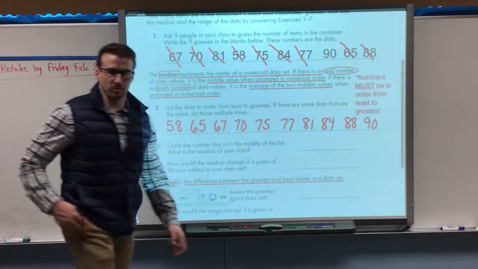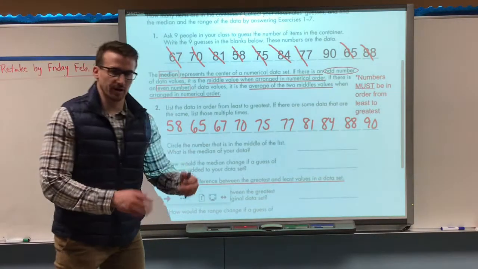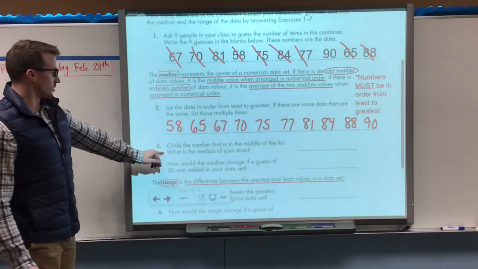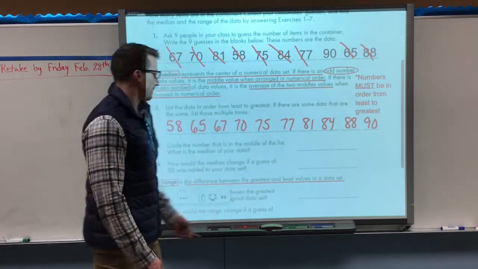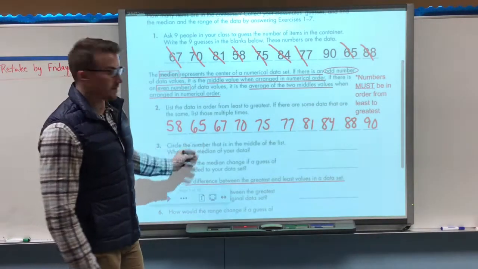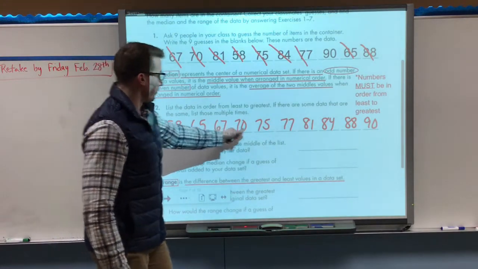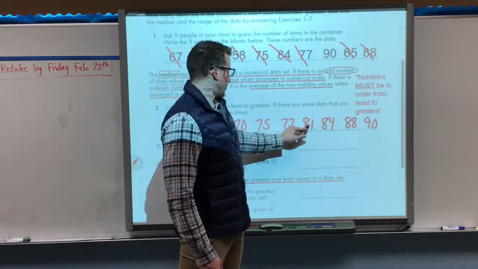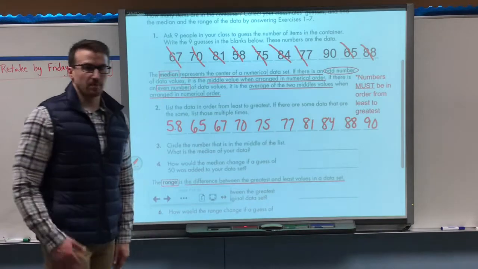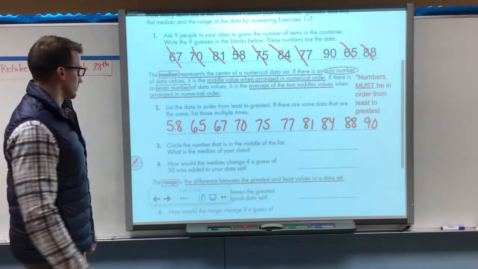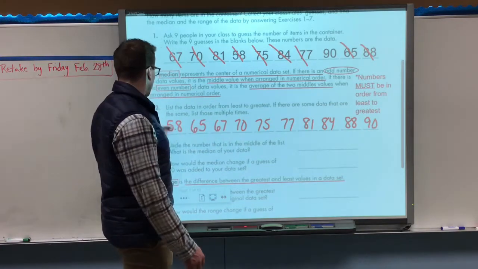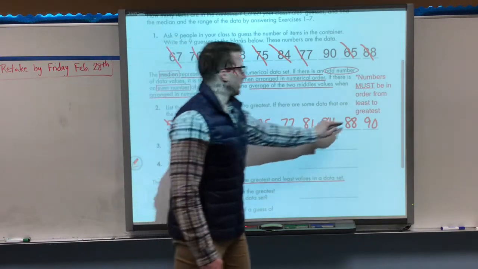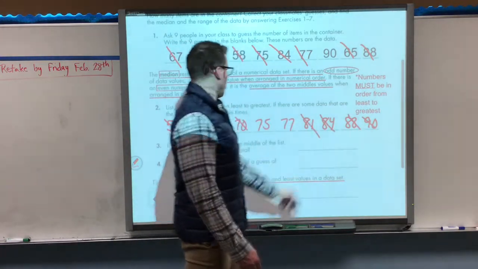So now I list them in order from least to greatest, and now I need to circle the number that is in the middle of my data list. So I can just kind of go from side to side, right? But since there's 9, if I count 1, 2, 3, 4, and then 1, 2, 3, 4 in, okay, I can figure out my, obviously, total here. So 1, 2, 3, 4, it's not these 4. So I can cancel out these 4. I can cancel out these 4, right?